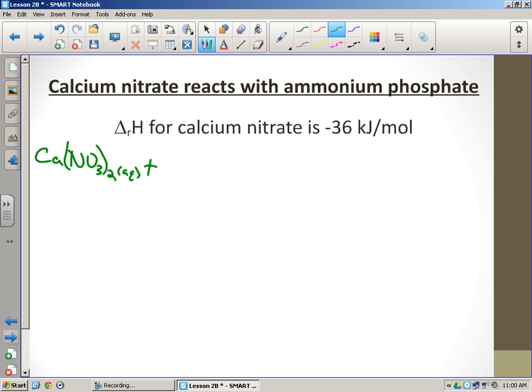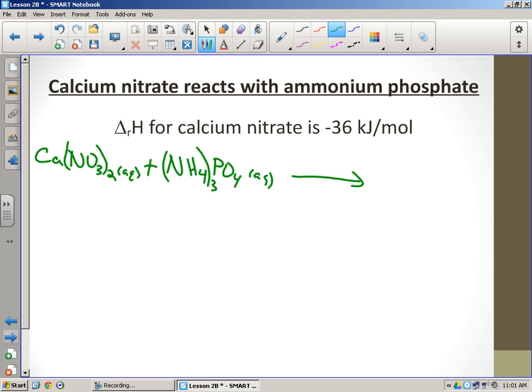Calcium nitrate reacts with ammonium phosphate, ammonium, NH4 positive, phosphate's a 3-. So we need to make sure we get the right formulas here, otherwise the balancing's never going to go well for us. Ammonium 1+, phosphate 3-, swap and drop, that's also aqueous. And that's going to give me, I'm just going to give up now, I'm not going to fit that in there. It's going to give me a double replacement reaction.